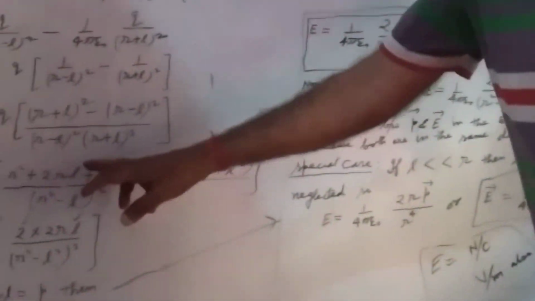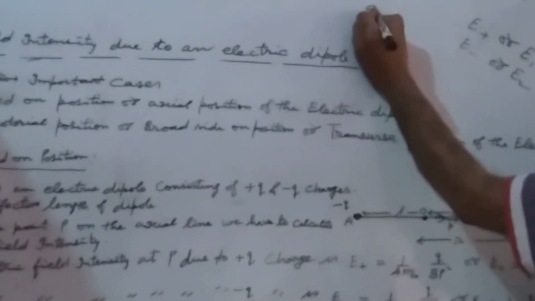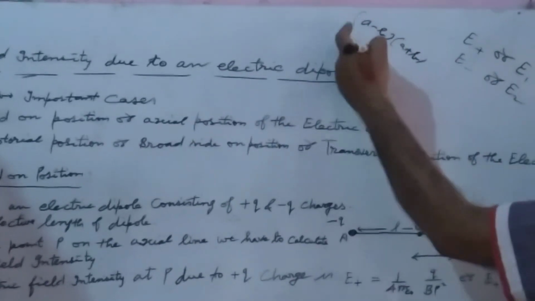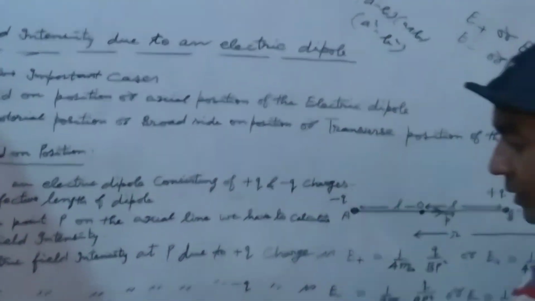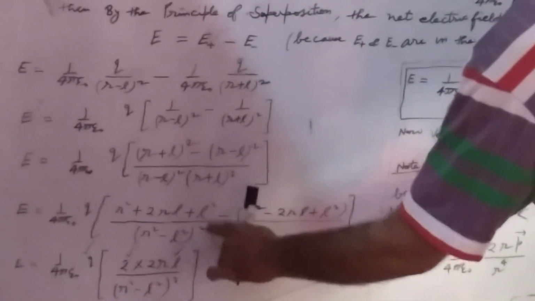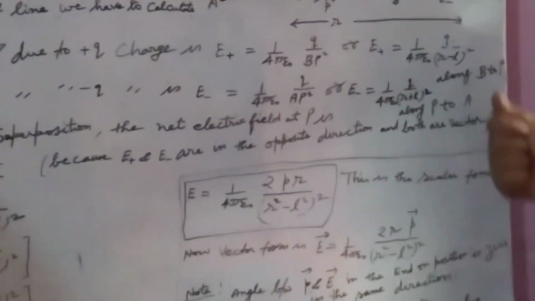Why is the whole square here? Because R minus L into R plus L, likewise A minus B into A plus B, always becomes A square minus B square. Likewise here, R square minus L square and the power is 2. So this is the scalar form of electric field intensity due to the dipole at the point P.